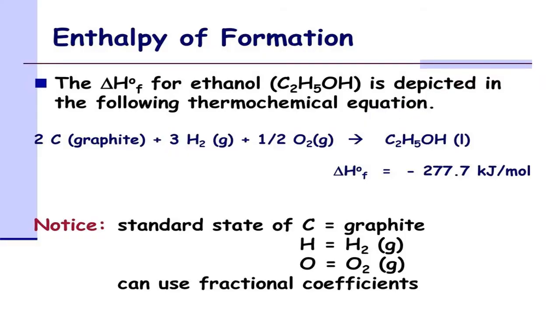This is one more example for enthalpy of formation. Here, 1 mole of ethanol is formed from its constituent elements: carbon, hydrogen, and oxygen. What is the enthalpy of formation of 1 mole of ethanol? It is minus 277.7 kilojoules per mole.